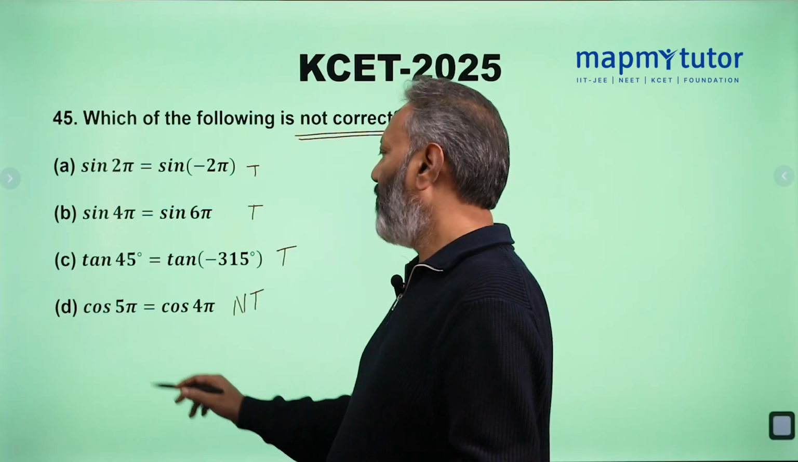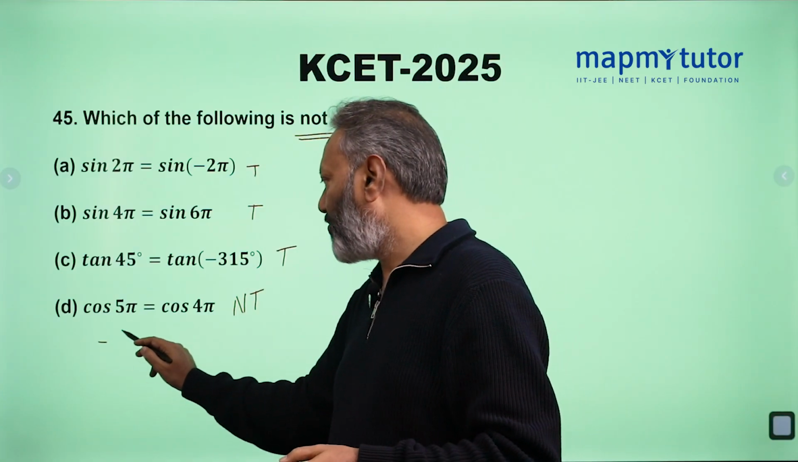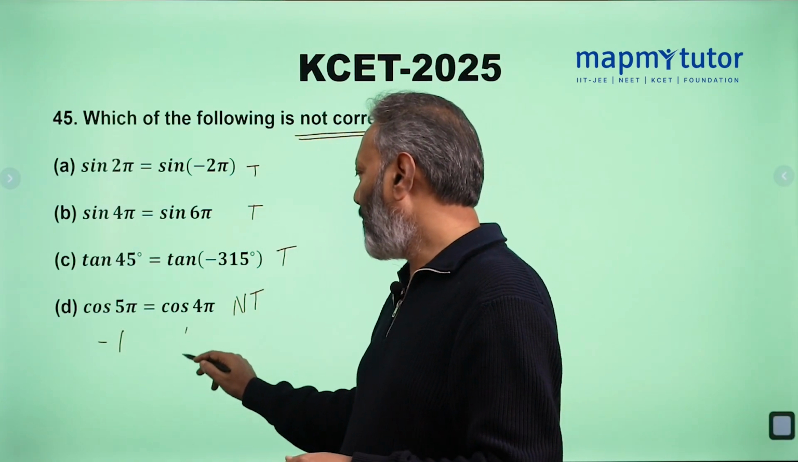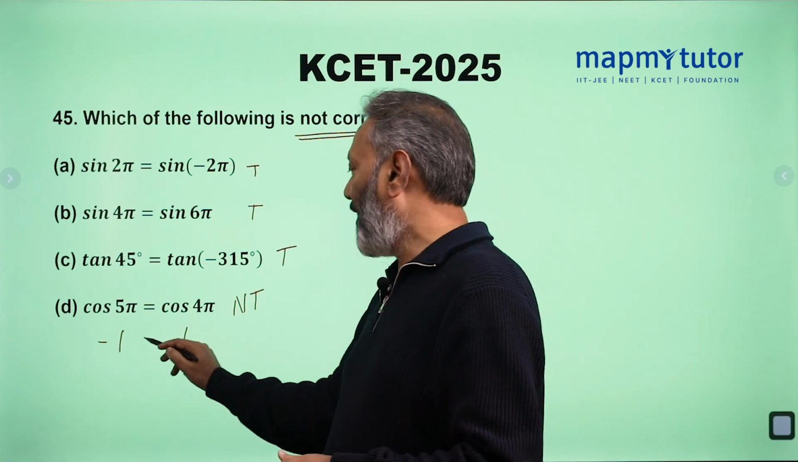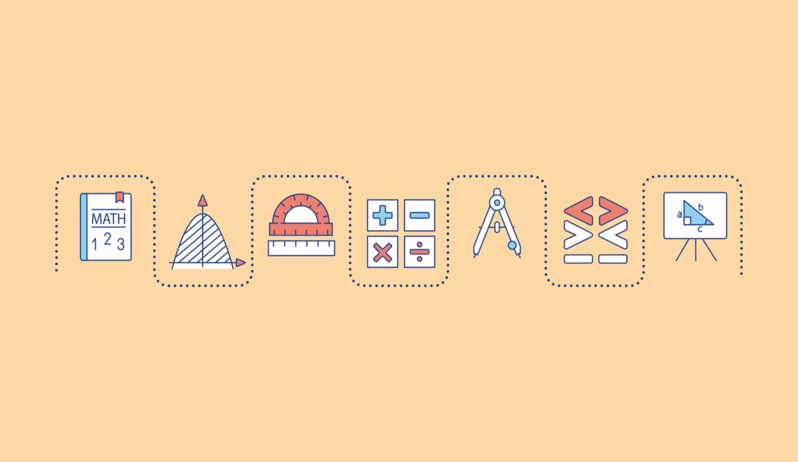It's not true. Why? Because for an odd multiple of pi, cos gives you minus 1. Cos 4 pi is plus 1, an even multiple. And they can never be equal. That's why this is your right answer.